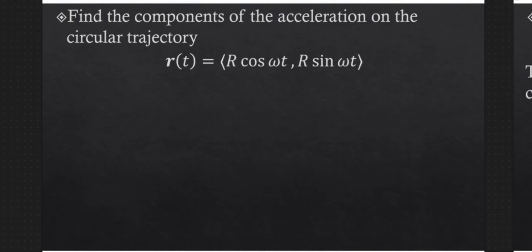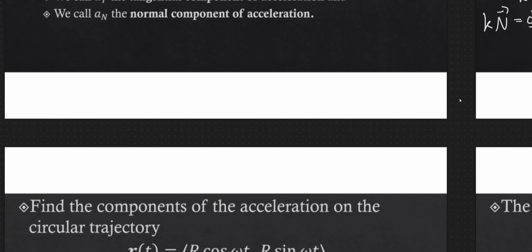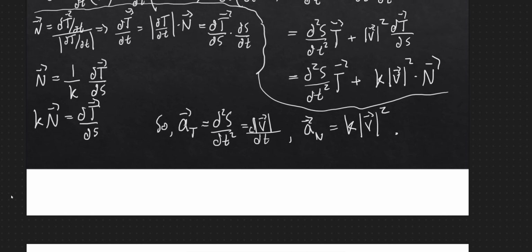Hello and welcome back. In this video, we'll be working through an example where we'll find the tangential and normal components of the acceleration of a circular trajectory, given by the vector-valued function shown here. Remember, in the last video, we worked through the derivation for these components of the acceleration.